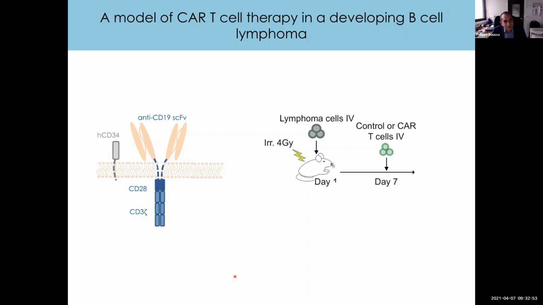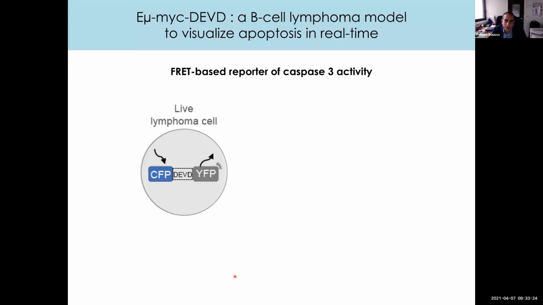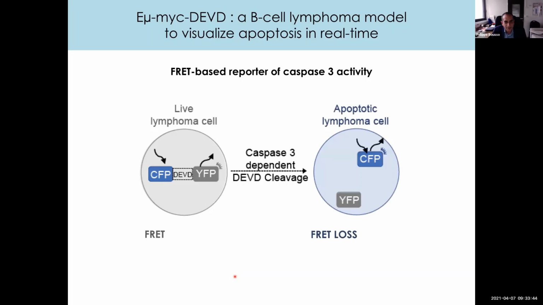We generate CAR T cells using a CAR that recognizes the mouse CD19 molecule, and B-cell lymphoma also originating from mouse. And we treat these mice, in which we have established this lymphoma, with the CAR T cells. And to better understand what's happening to the tumor cells, we again use a reporter, the FRET-based reporter for caspase-3 activity that I've mentioned already. It is two fluorescent proteins that are linked with the DVD peptide, and that result in a color change when caspase-3 is activated.